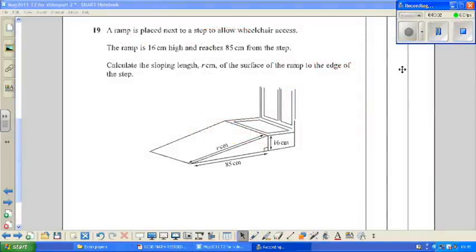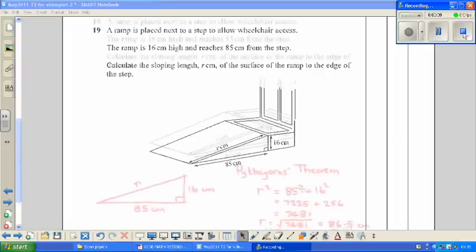Okay, so question 19. If you want to stop the video, try number 19 and then we'll go through the solution in a moment.